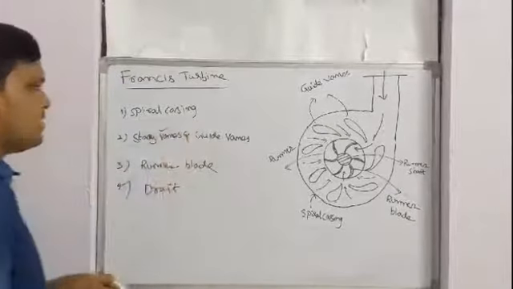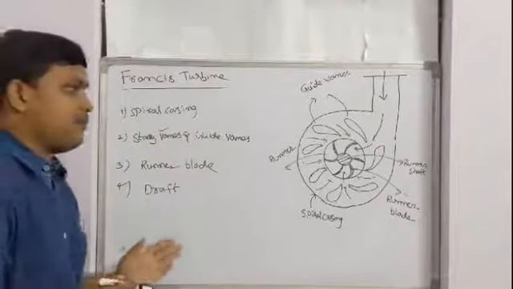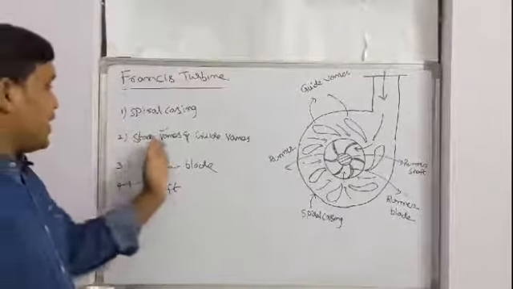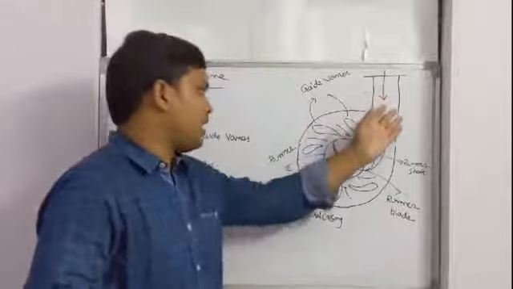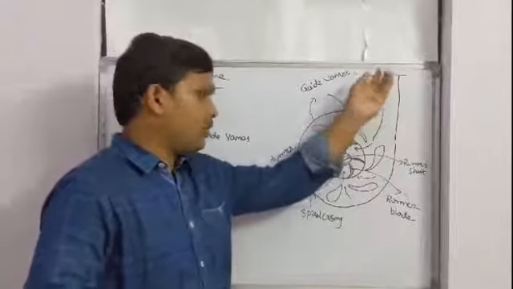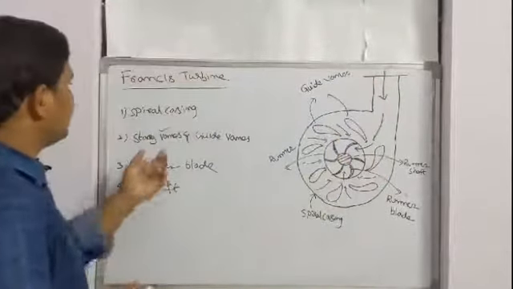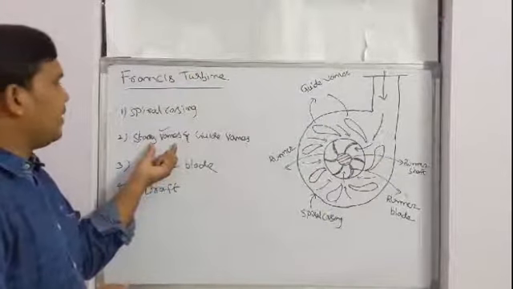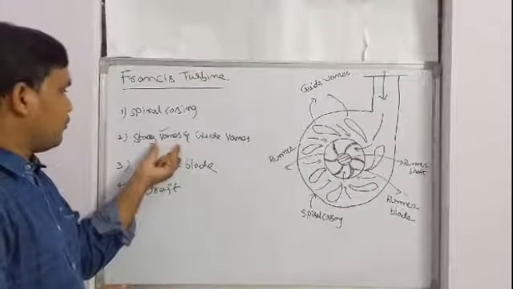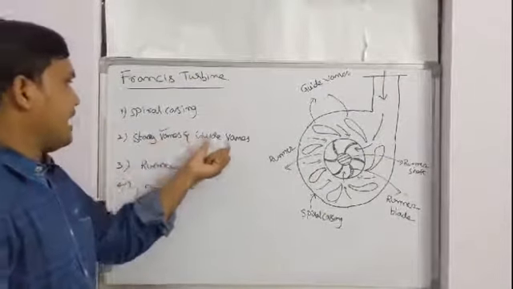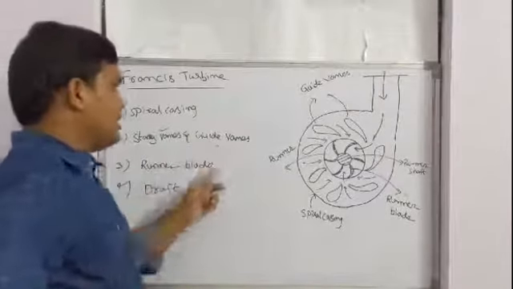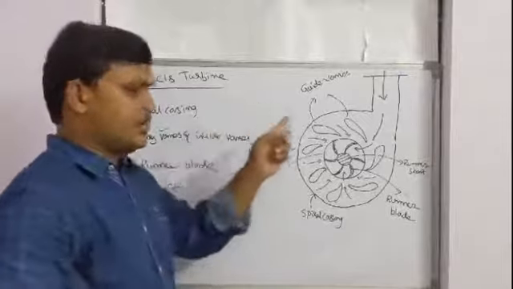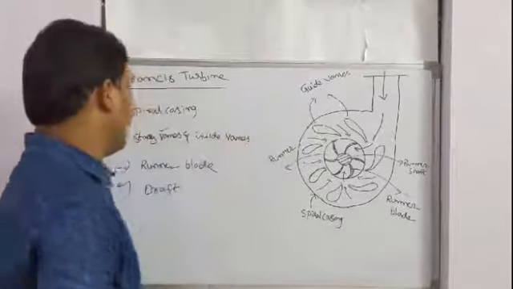The stay vanes are a fixed type of vanes. They reduce and control the whirl of water coming from the penstock or from the head of the water. And the guide vanes control the flow angle of the water. For better understanding, just go for my animation lecture.